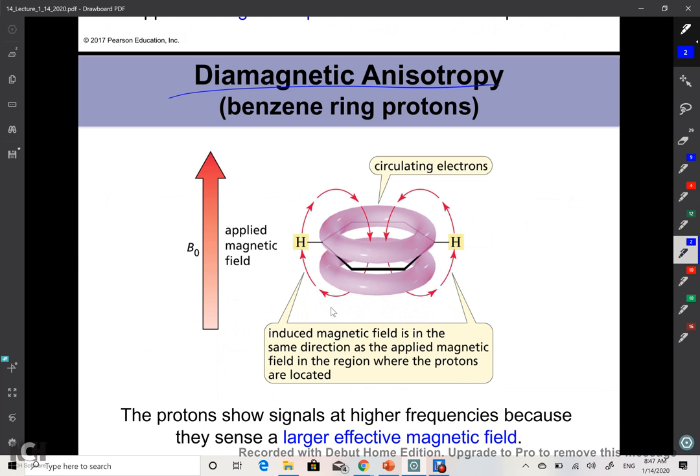Don't worry too much about these terms. It's just to make you guys understand. Nothing fancy. We refer to that as a diamagnetic anisotropy.